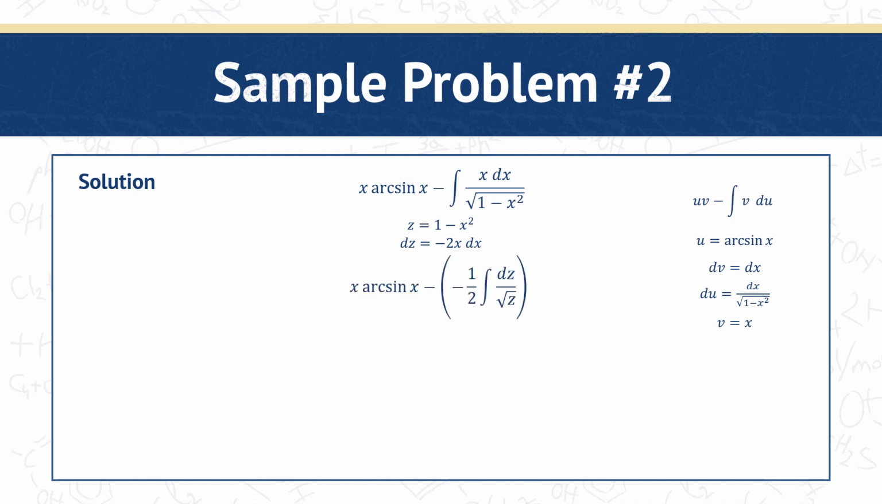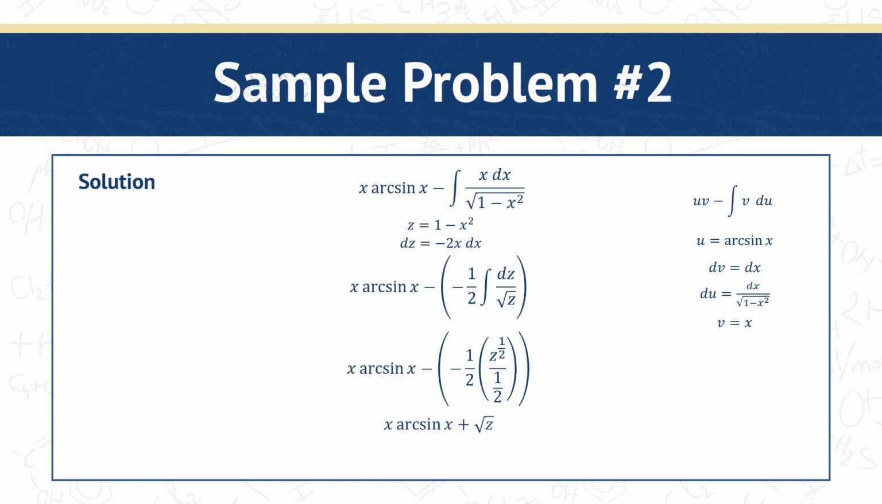Now rewriting the integral in terms of z, we get x arcsine x minus the quantity negative 1/2 the integral of dz over the square root of z. Now since the exponent of z here is negative 1/2, when we solve for the integral, we get x arcsine x minus negative 1/2 the quantity z raised to 1/2 over 1/2. Now simplifying this will basically give us x arcsine x plus the square root of z.